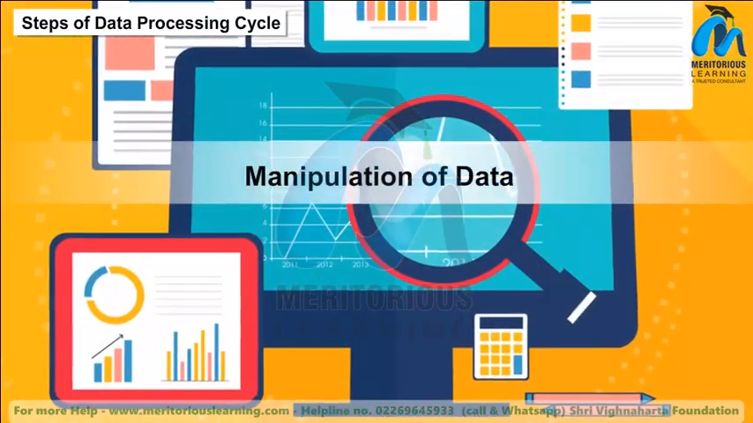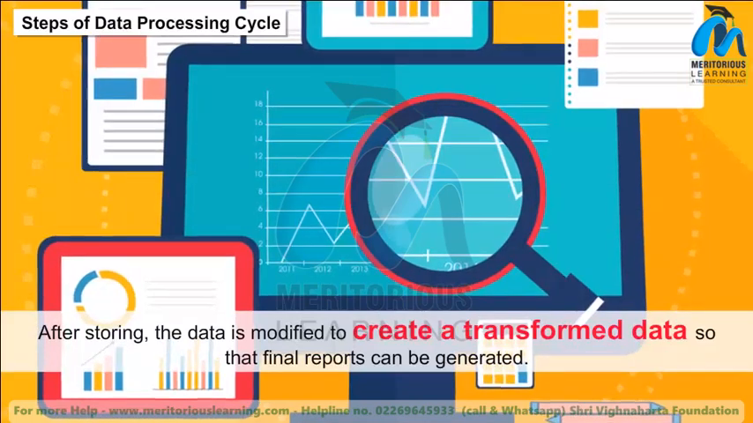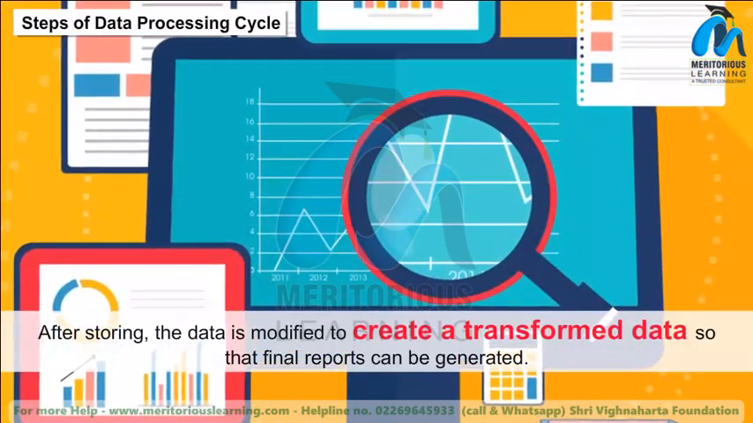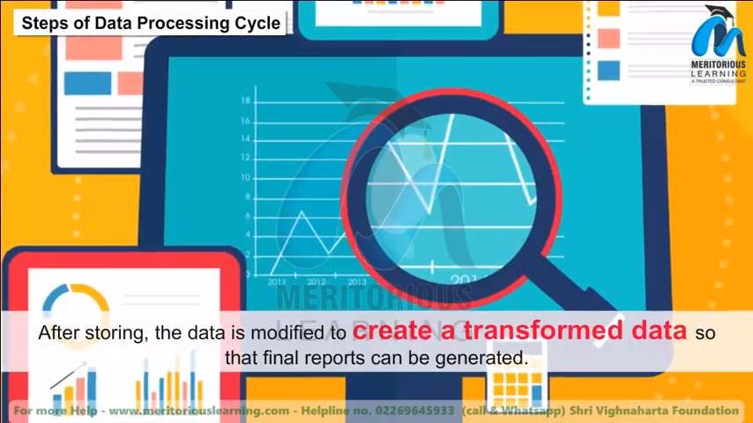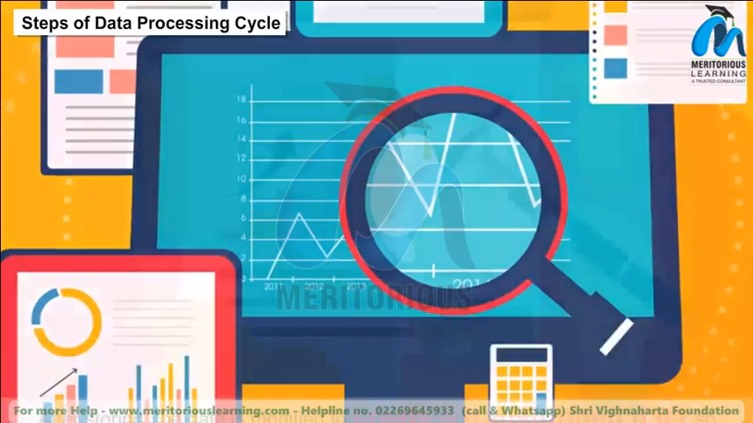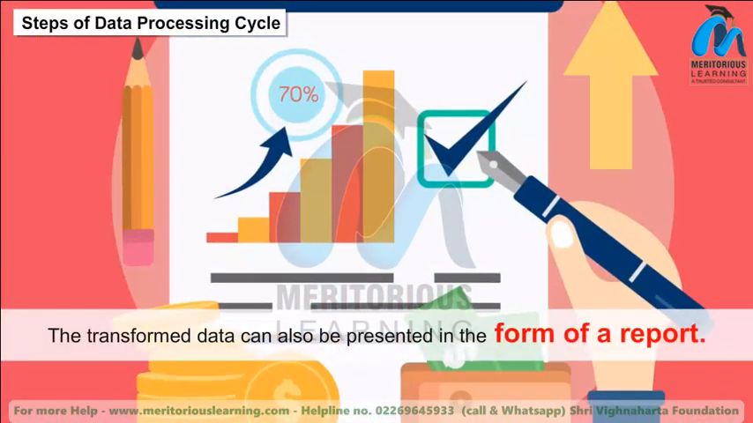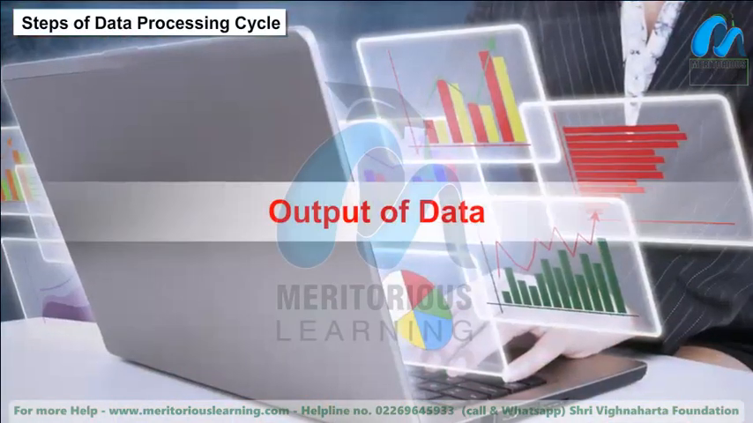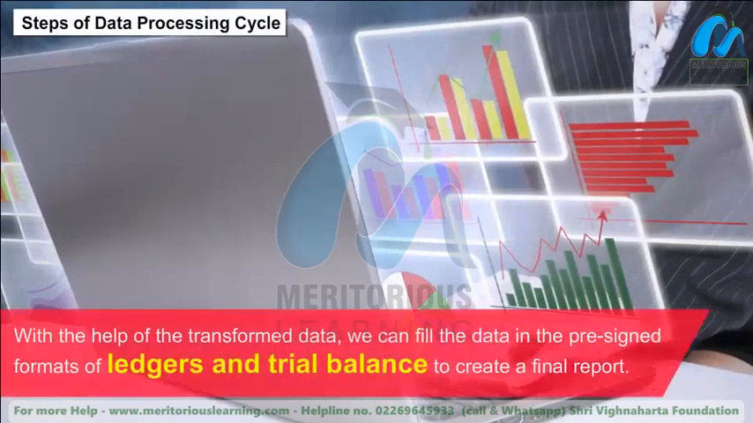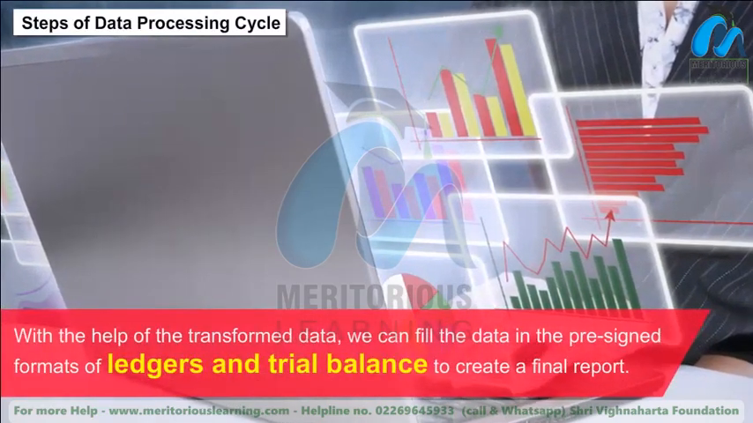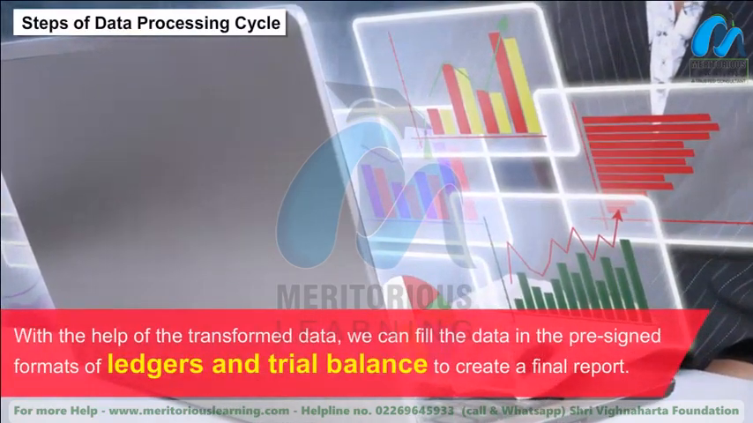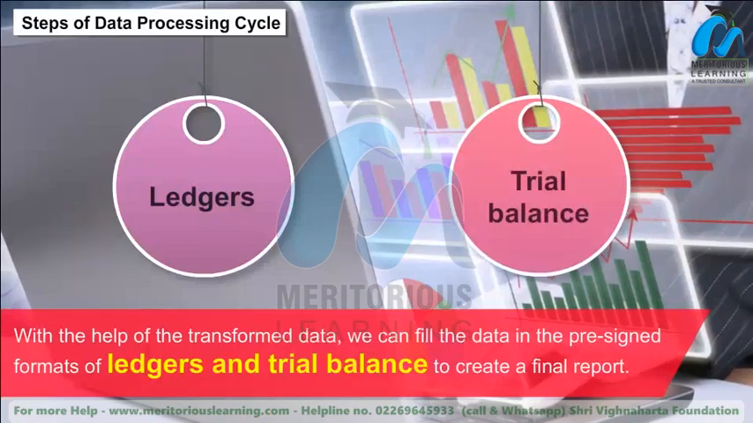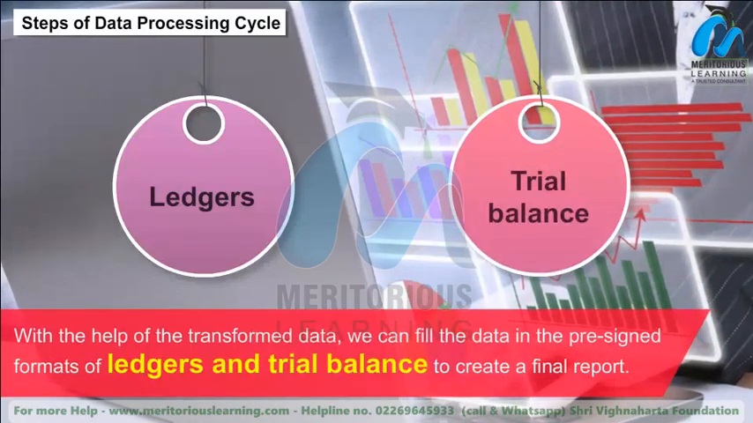Manipulation of data. After storing, the data is modified to create a transformed data so that final reports can be generated. The transformed data can also be presented in the form of a report. Output of data. With the help of the transformed data, we can fill the data in the pre-designed formats of ledgers and trial balance to create a final report.